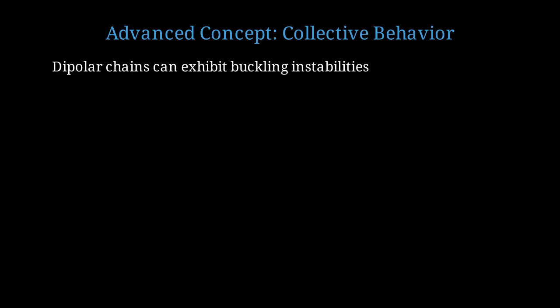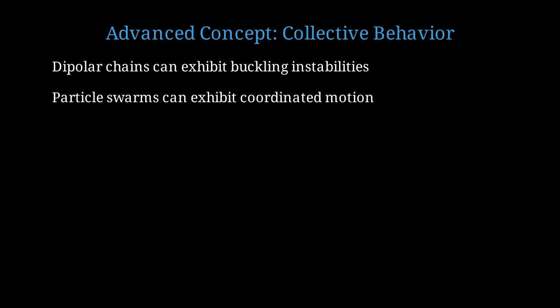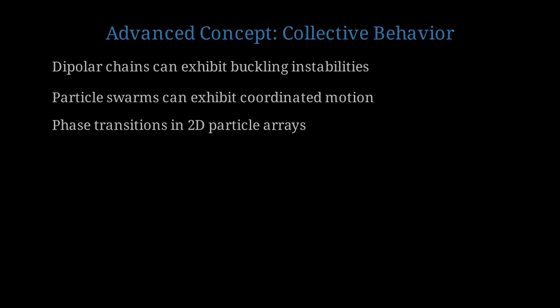Another advanced topic is collective behavior. When many particles interact, emergent phenomena arise that individual particles don't exhibit. Long dipolar chains can buckle under compression, similar to mechanical beams. This can be exploited for sensing or controlled braking. Large assemblies can move cooperatively, exhibiting swarm behavior. This is being explored for cargo transport and collective manipulation. Two-dimensional particle arrays can undergo phase transitions between different ordered structures as field strength or direction changes.